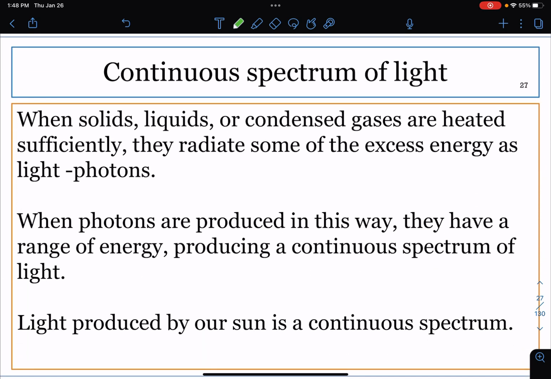When substances are heated, they can radiate some of the excess energy as light in the form of photons. Photons produced in this manner have a range of energies and thereby produce a continuous spectrum in which an unbroken series of wavelengths is present. Most of the light generated from stars, including our sun, is produced in this continuous spectrum fashion.